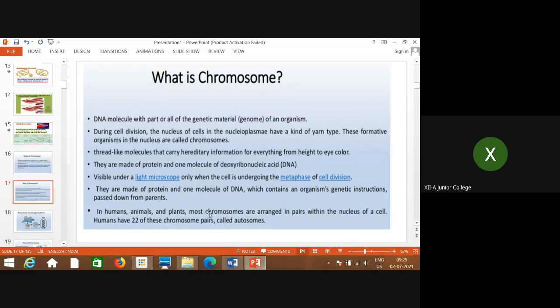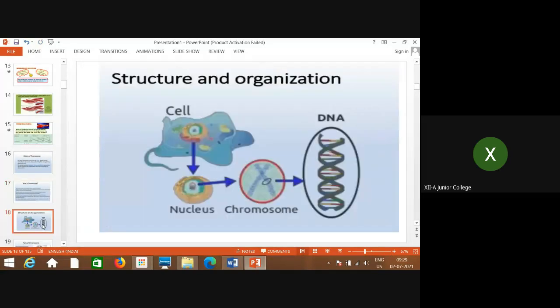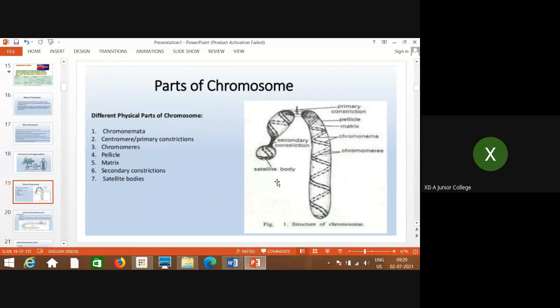Humans have 22 chromosome pairs called autosomes and only one pair of sex chromosomes. So total 23. Now we'll see where it is present. This is the cell. At the center of the cell, the nucleus is present, and in the nucleus these chromosomes are present, made up of DNA and protein. This is the structure of DNA that we have already learned to some extent last year, and we will study in detail this year also.